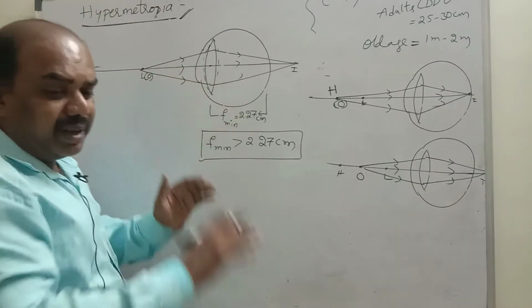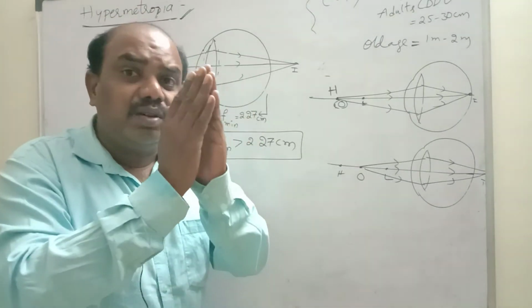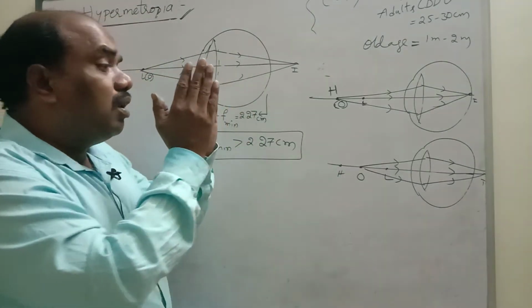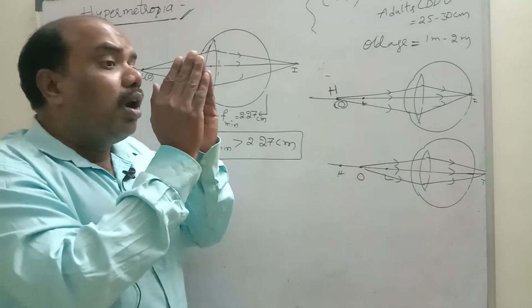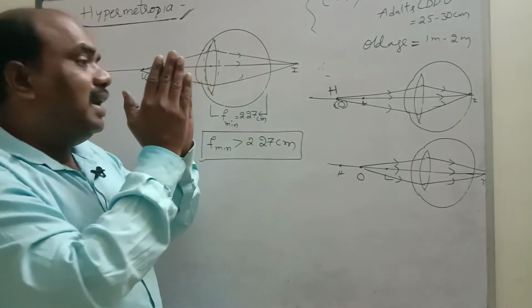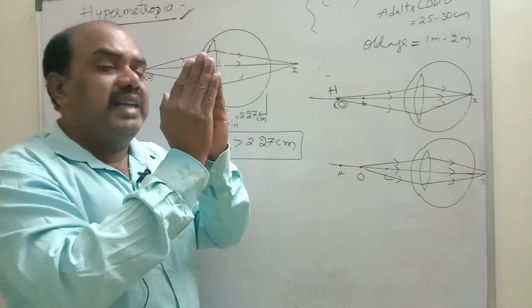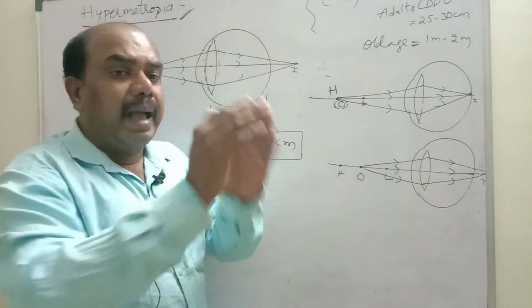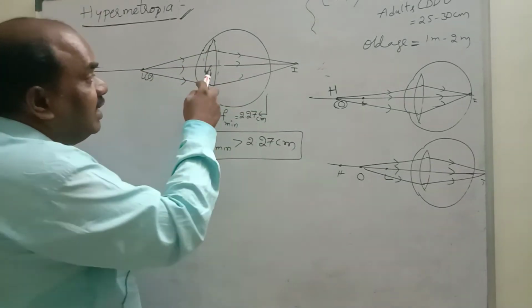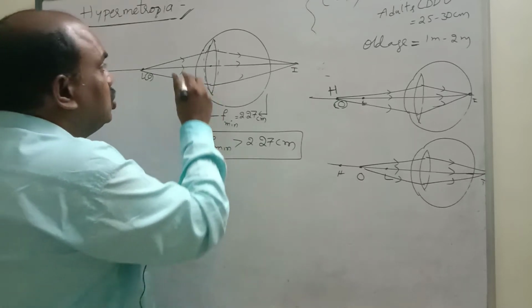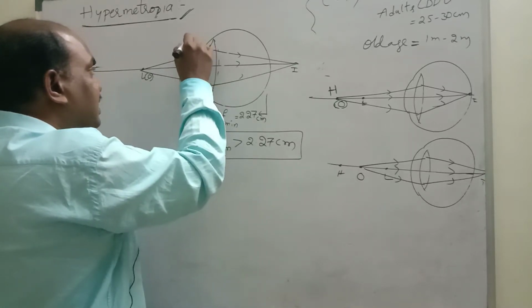What is meant by hypermetropia? The eye lens is not expanding properly. Actually, if you see a nearer object, the eye lens should slightly expand. But this is not happening. That means the converging capacity decreases. So we need to use one more converging lens here.